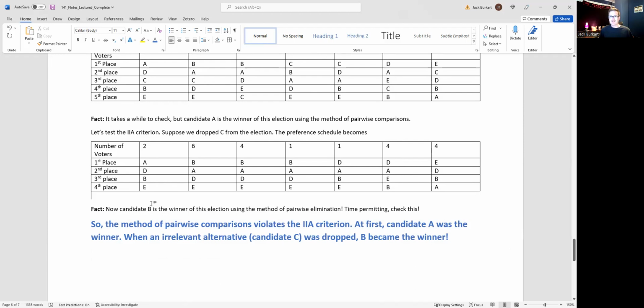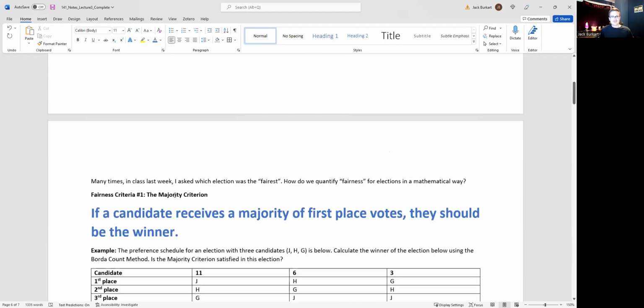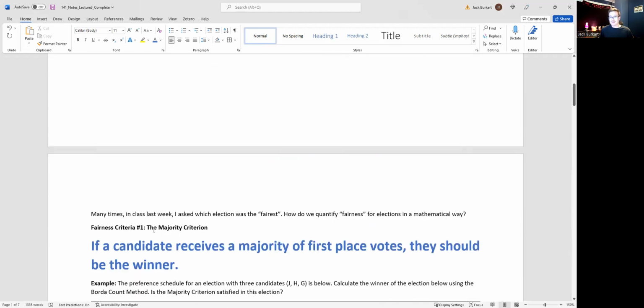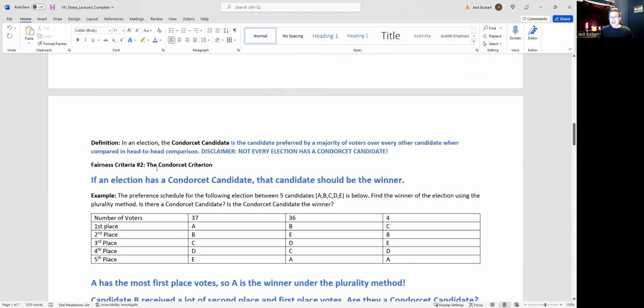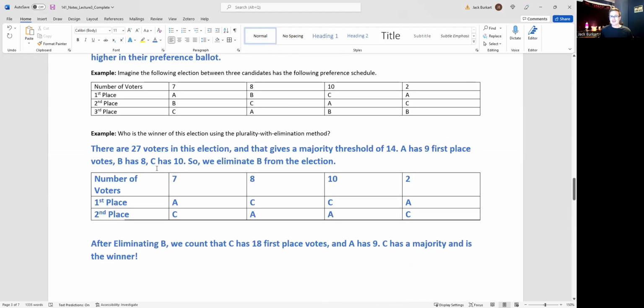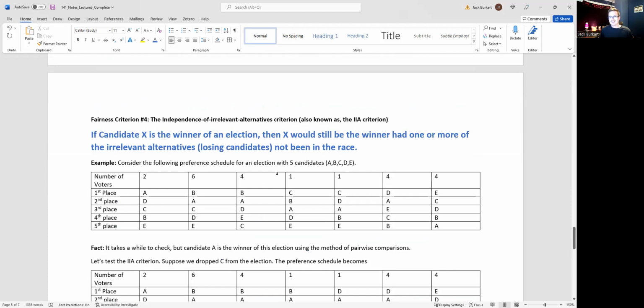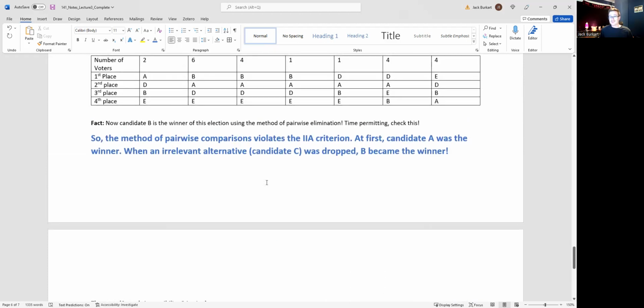So what have we shown? Looking at all of our fairness criteria, we have shown that the Borda count method fails the majority criterion. The plurality method fails the Condorcet criterion. Plurality with elimination fails the monotonicity criterion, and pairwise comparisons violates the IIA criterion. So all methods of election that we've studied are unfair with respect to at least one of these criteria. Again, fairness is just determined by what that criterion says.